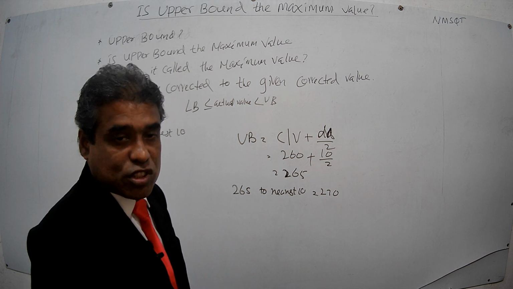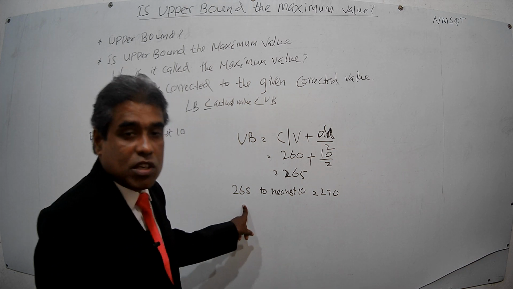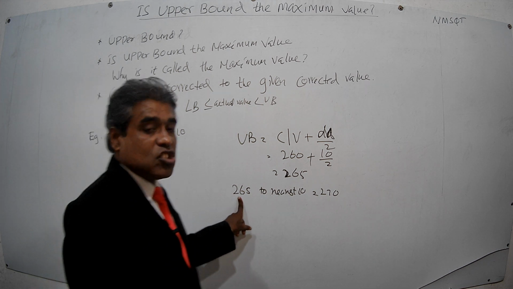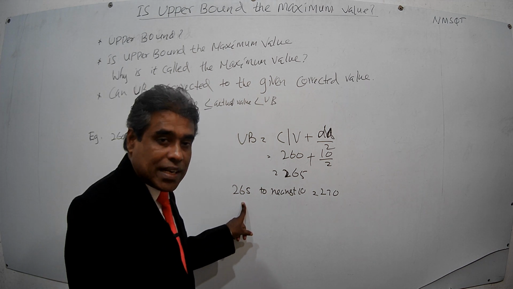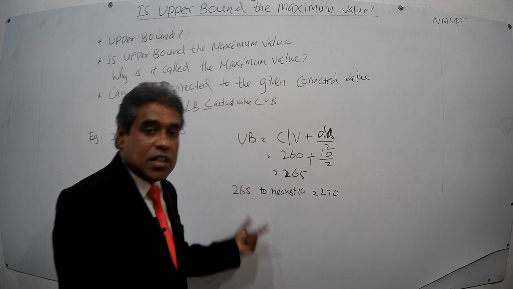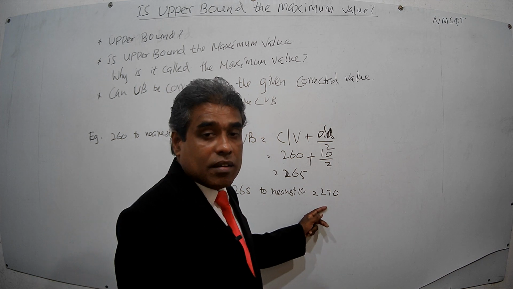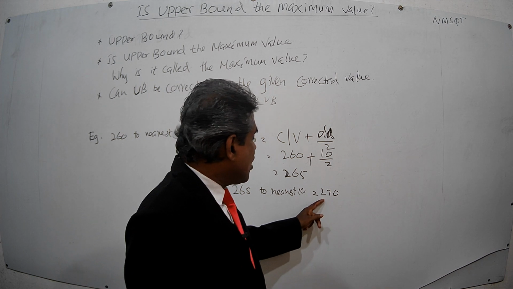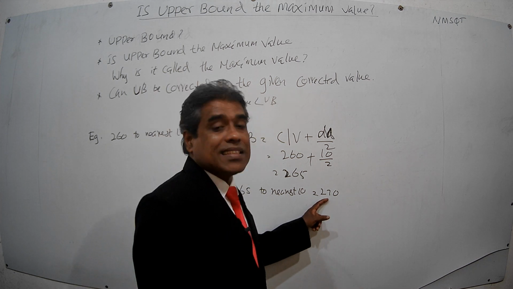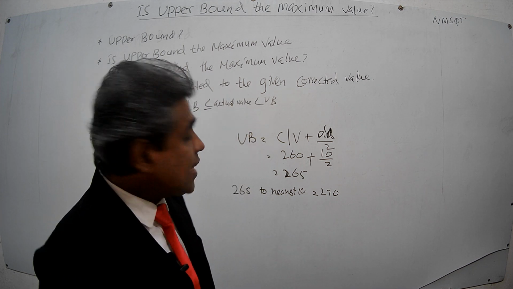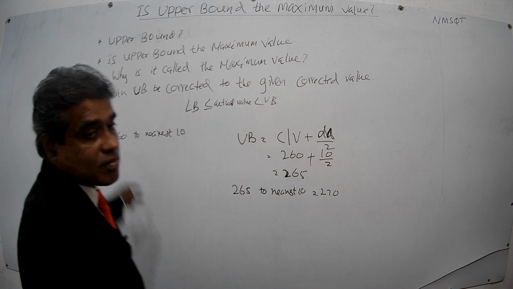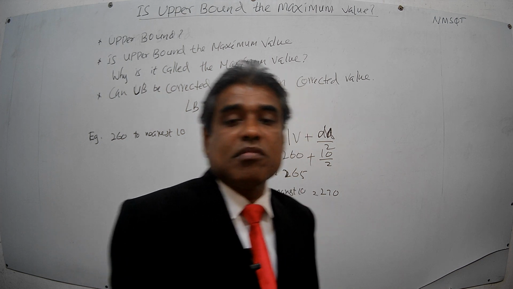It is not 260. Actually, if this is the maximum value that can be rounded to the given corrected value 260, after rounding this to nearest 10, the answer must be 260. But we rounded it to nearest 10, and what we got is 270. Therefore, that is not the maximum value that can be rounded to 260.